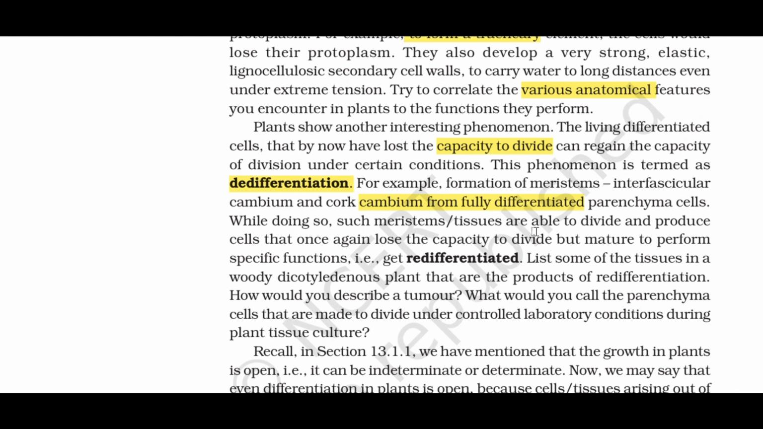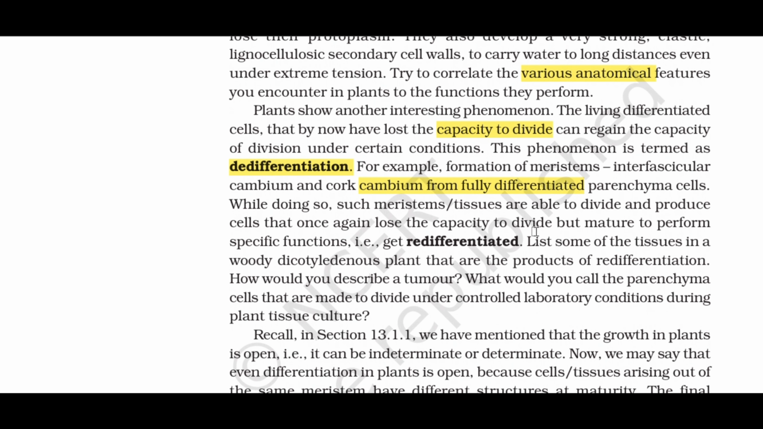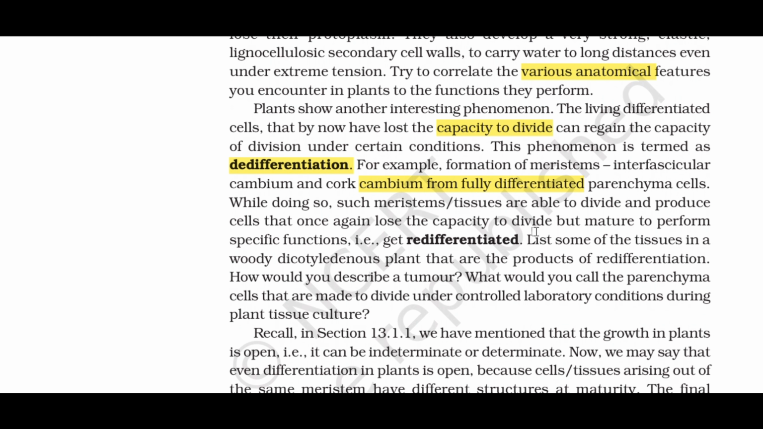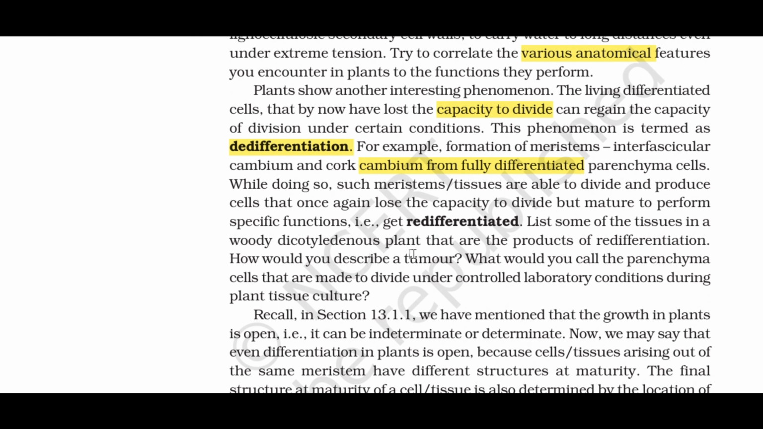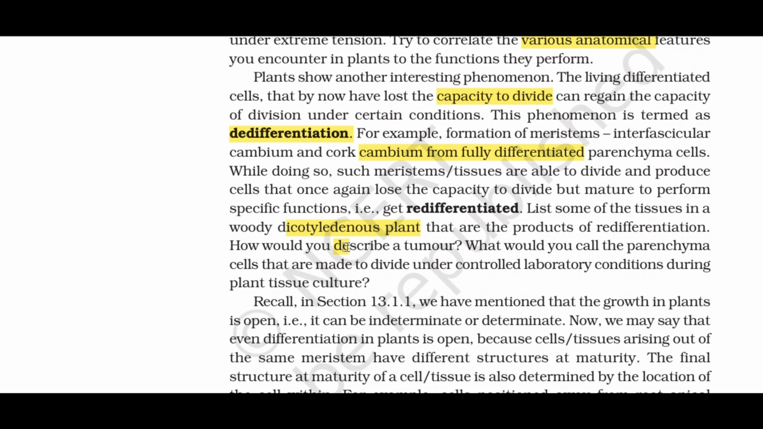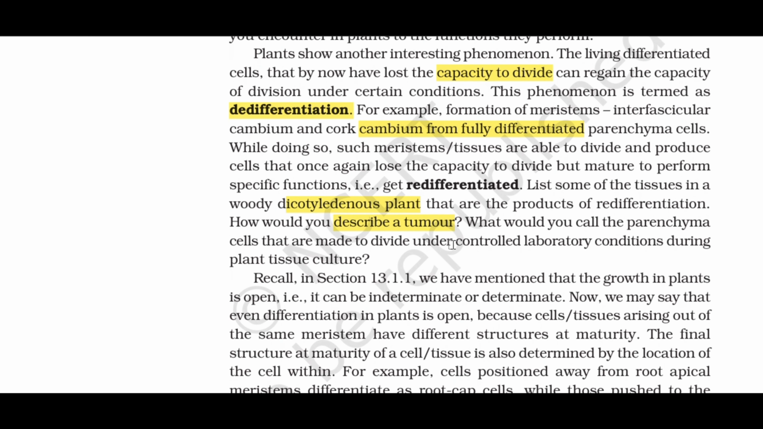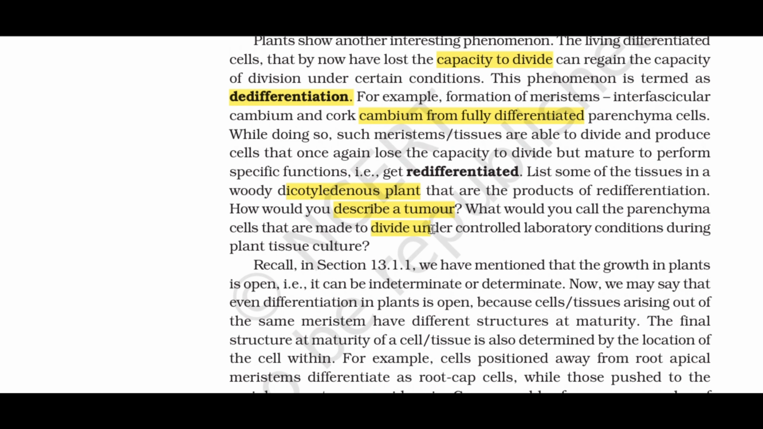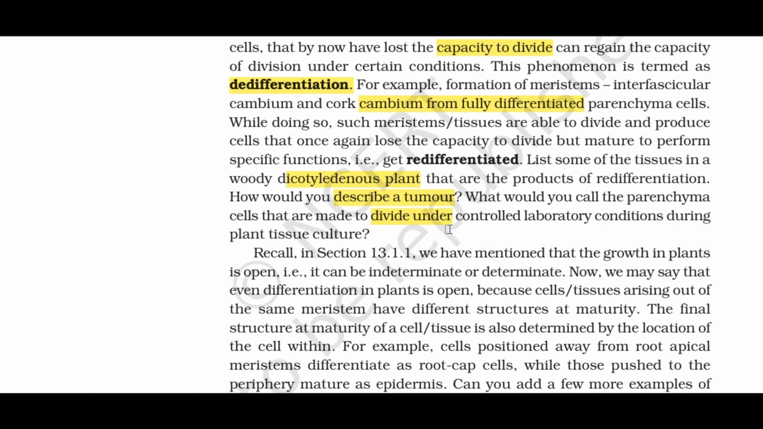While doing so, such meristematic tissues are able to divide and produce cells that once again lose the capacity to divide but mature to perform specific functions, i.e., get redifferentiated. List some of the tissues in a woody dicotyledonous plant that are the products of redifferentiation. How would you describe a tumor? What would you call the parenchyma cells that are made to divide under controlled laboratory conditions during plant tissue culture?